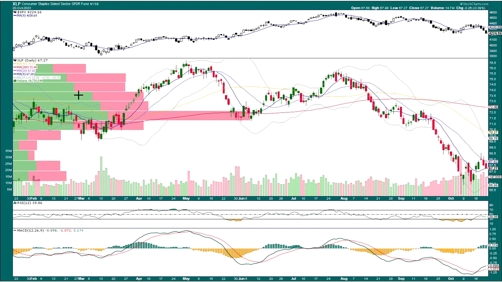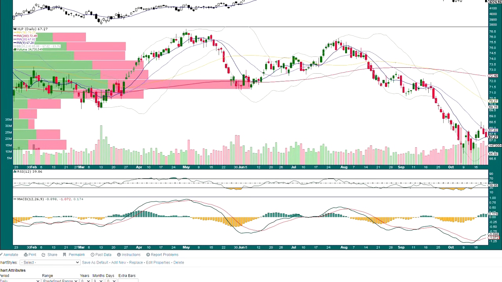XLP, this is XLP's daily as well. We can see it breaking down here. You have this little flag down here. I've actually got it drawn out in tonight's video. We'll take a better look at that. We could be breaking that.